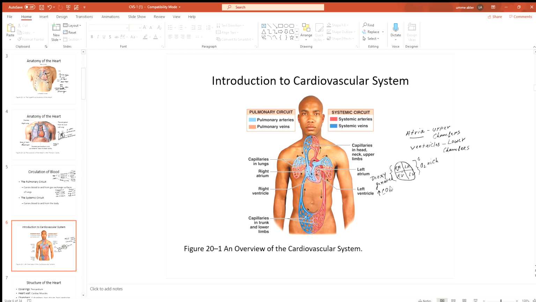Okay, so that is one thing you need to remember. Right side means right atrium and right ventricle deoxygenated, and left atrium, left ventricle oxygenated. Now, if I ask you why blood goes from the heart to the lungs, you all know that blood goes from the heart to the lungs to get the oxygen, right?